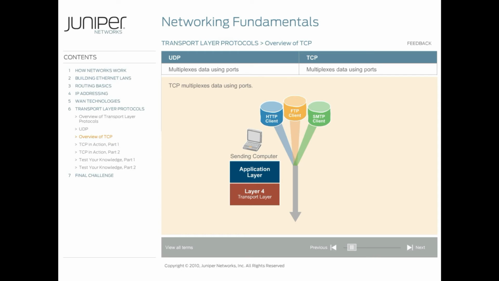Let's first compare UDP and TCP. Like UDP, TCP provides a way of multiplexing data from different application layer protocols over a single IP interface. To do so, TCP adds a header to the data that includes a source and destination port number, just like UDP does. But the similarities stop there.